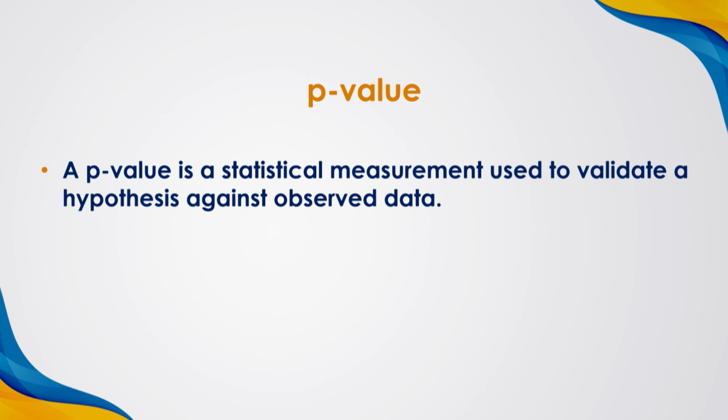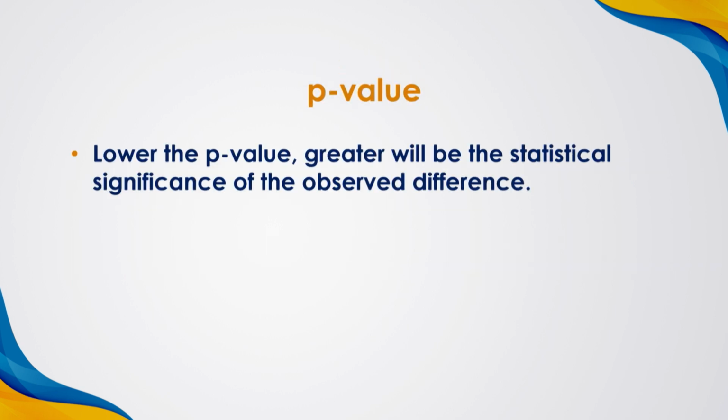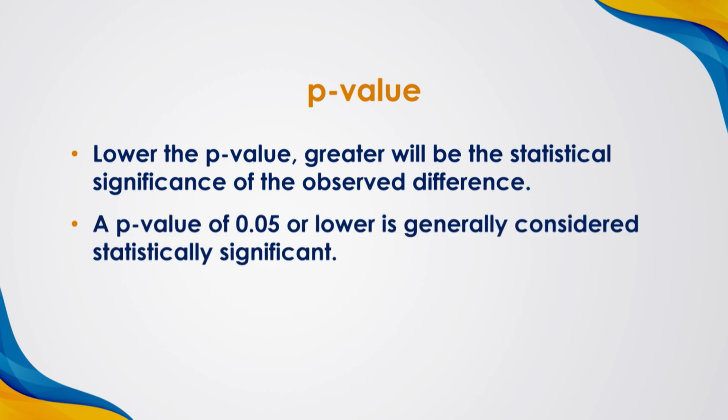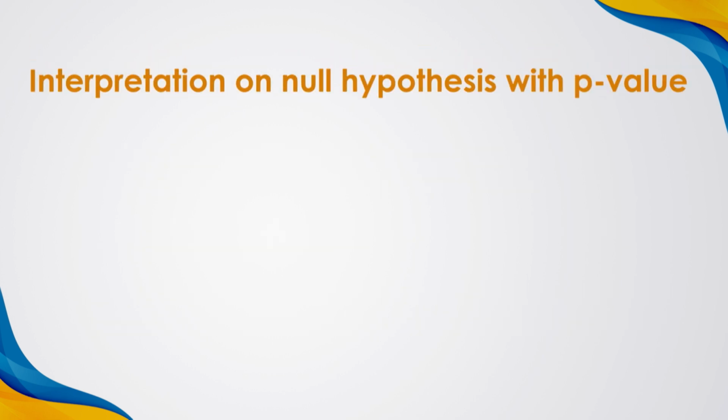An important notion is called the p-value. It is a statistical measure used to validate a hypothesis against observed data. It measures the probability of obtaining the observed results, assuming the null hypothesis is true. The lower the p-value, the greater the statistical significance of the observed inference. A p-value of 0.05 or lower is generally considered statistically significant. The p-value can serve as an alternative, in addition to pre-selected confidence levels, in the testing of hypothesis.